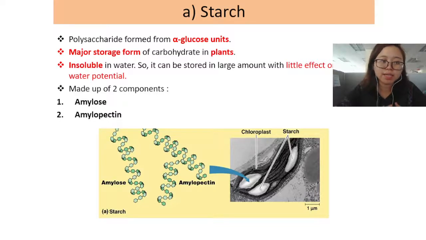The first example is starch. Starch is a polysaccharide that is formed from alpha glucose units. It is the major storage form of carbohydrate in plants. Starch is insoluble in water, so it can be stored in large amounts with little effect on the water potential. And it is made up of two components, which are amylose and amylopectin. Okay, so the alpha glucose, major storage form, insoluble in water, tidak larut dalam air, dan dia tidak akan affect water potential. Next chapter, when we look at water potential, you can ask more about that later.